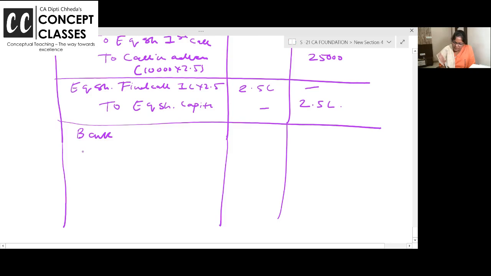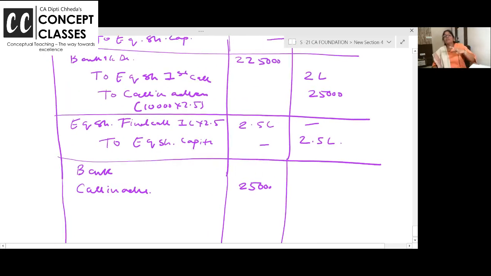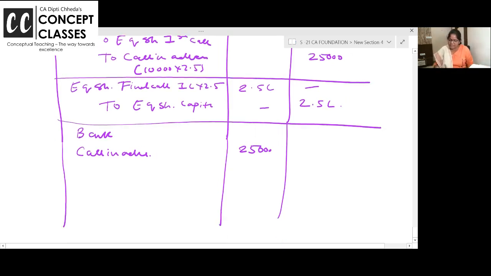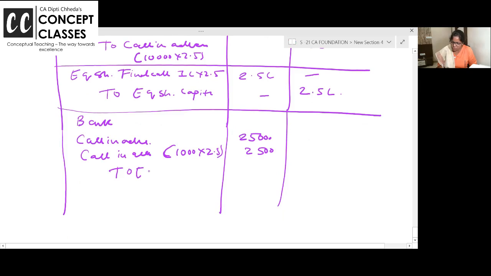Bank account debit. Can we adjust call in advance? Kamlesh has already paid 25,000. At the time of the first call he paid the second call. So now can we adjust that 25,000? Yes. Can we adjust the call in arrears? Who didn't pay call in arrears? One shareholder is holding 1,000 shares. 2.5, 2,500 on equity share final call.